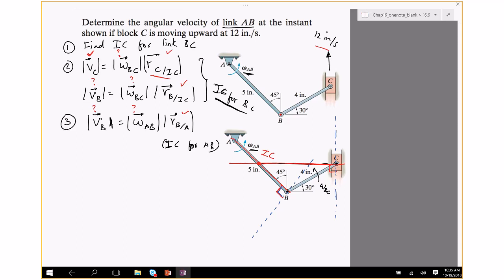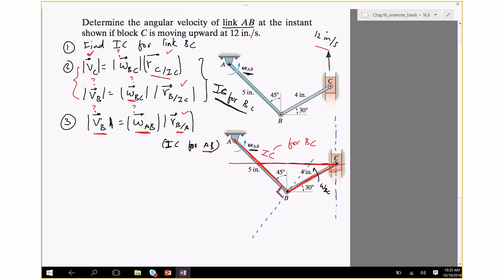Question. Why in equation 2, step 2, why are we using omega BC? Because these equations are based on using the IC for BC. So I need to put omega BC here. But this equation here uses the IC for AB, so it's omega AB which features. I'm using this link, so everything associated with this link will show up in the first two equations. And for the third equation, I'm using AB, so only A and B will figure.